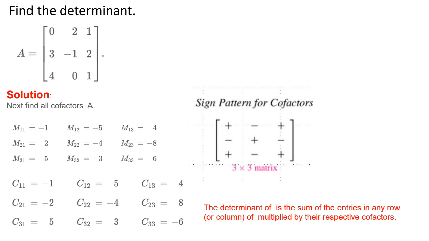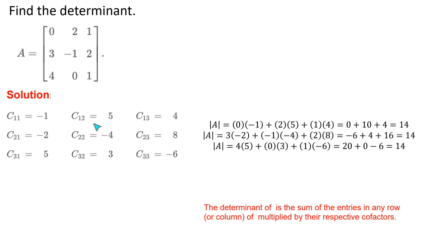So the determinant is going to be the sum of the entries in any row after you multiply by the cofactors. So for example, if we look at the first row, we have 0, so I multiply it times the first cofactor. 0 times -1, 2 times 5, and 1 times 4. So this is 0, 10, and 4 is going to be 14.